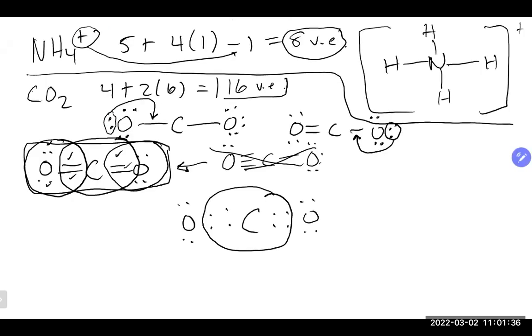All right, let's take a look at N2. N2 is just nitrogen, so that is pretty simple here. That's going to be 2 times 5, which is 10 valence electrons. In this case, there's only 2 atoms, so there's no center atom. You're just going to go side by side. And you can do the exact same thing as before. We're just going to connect them with a single bond.